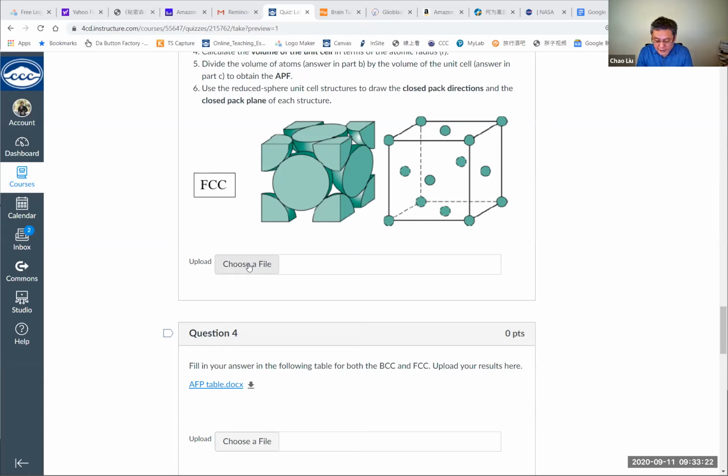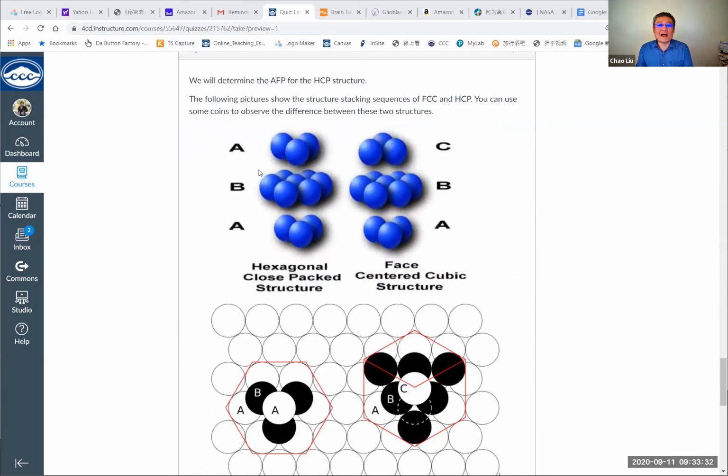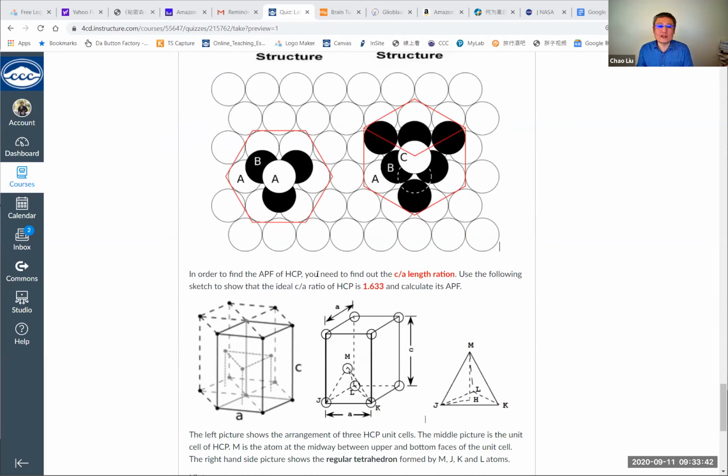All right, let's look at the last one. The last one probably is the most challenging one, because FCC and BCC are easy to understand. The last one, we're going to look at the HCP. HCP is more like a hexagon, and so if you look at the unit cell, this one here is not a unit cell. This one here is actually 3 unit cells of the HCP.